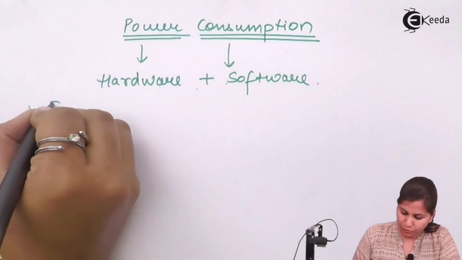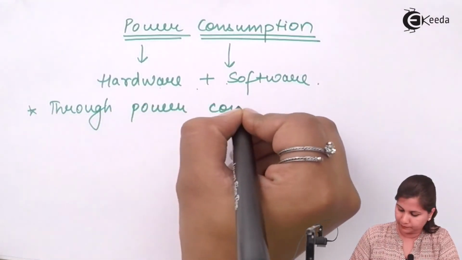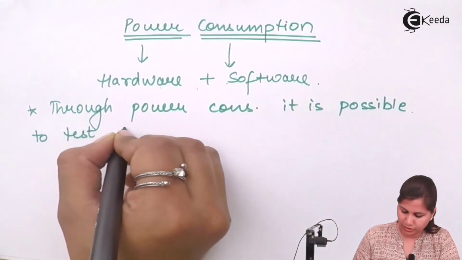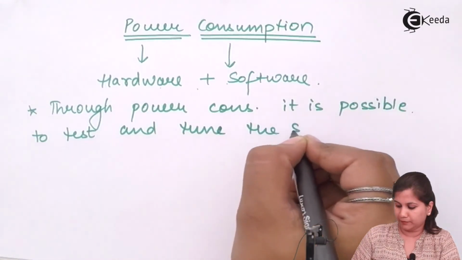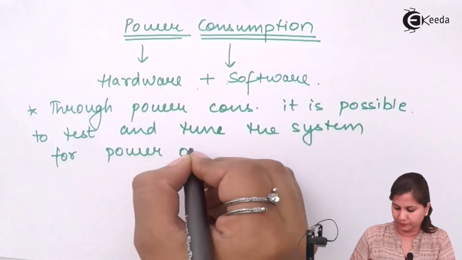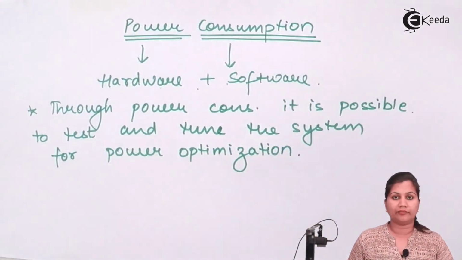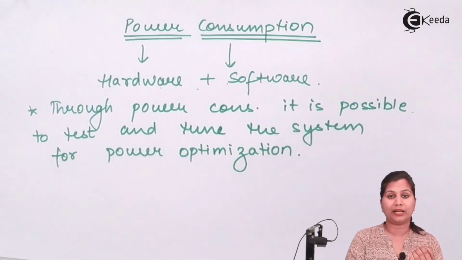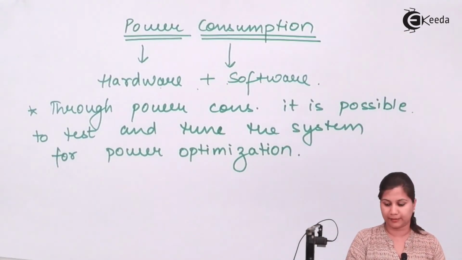Through power consumption analysis, it is possible to test and tune the system for power optimization. If we know how much power the various components of the embedded system are utilizing, and if they are utilizing more power, then power optimization can be done in the system.